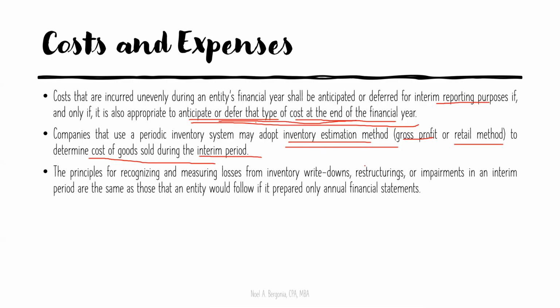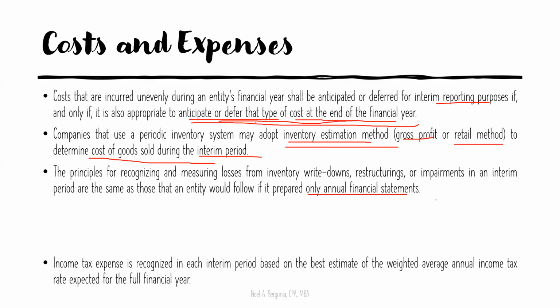Also, in recognizing the losses such as inventory write-downs, restructuring and impairment, they are just similar to what is being used in the annual. Okay, so I cannot discuss one by one yung sa write-down ng inventory, restructuring, and impairment here, but similar to what you will be learning in the intermediate accounting for the annual, will be applied to the interim.